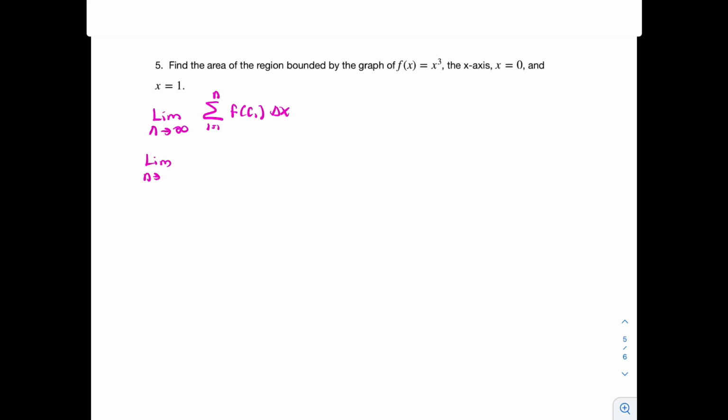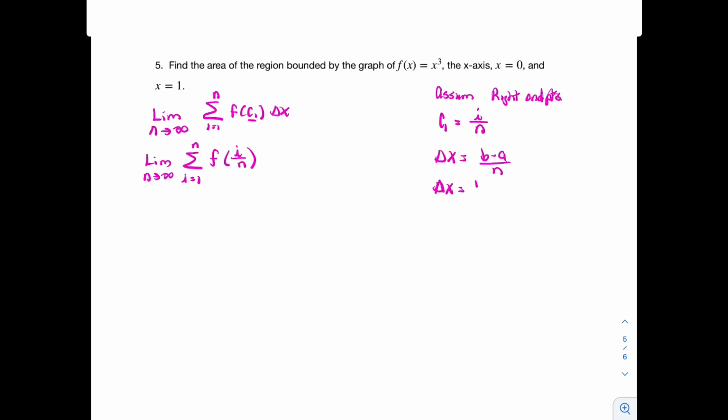And so now we need to figure out what c sub i is equal to and what delta x is equal to. We assume in this formula that c sub i is equal to the right endpoint of each of these infinitely small rectangles that we're forming. And so therefore c sub i will be equal to i divided by n. And our delta x is still found by taking b minus a divided by n. So in this case, b is 1, a is 0, and n is n. So we get 1 over n for our delta x.